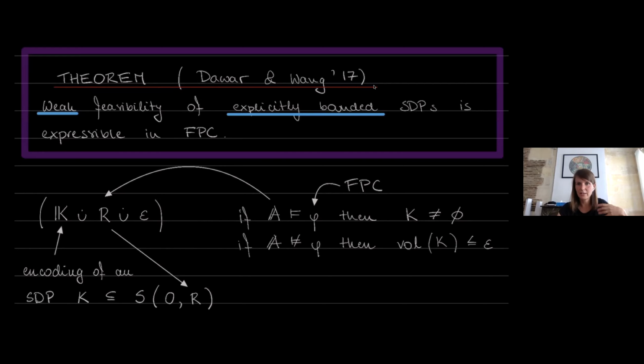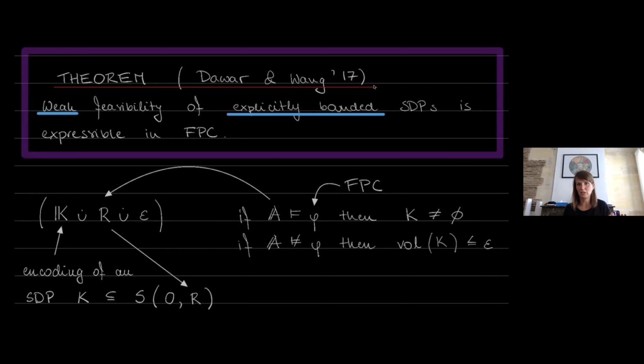Because of this, we can express in FPC this reduction to the separation oracle. We can express it somehow independently of the representation of the set itself. It's only the oracle, the separation oracle, which has to take as input the representation. So on a high level, the reduction works.